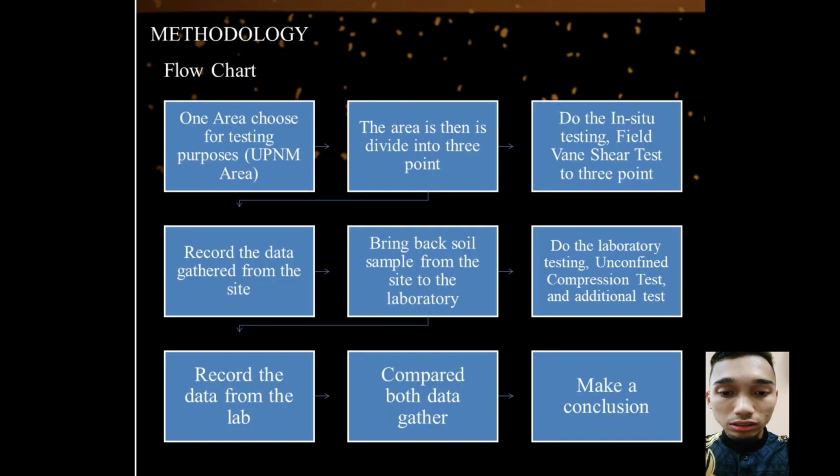Next is methodology. The first is the flowchart. The flowchart is the steps that need to be completed in order for the experimentation to be conducted properly. Start with choosing the area for testing. Next is conducting both in situ and laboratory experiments. And lastly, combine all the data gathered to make a conclusion.